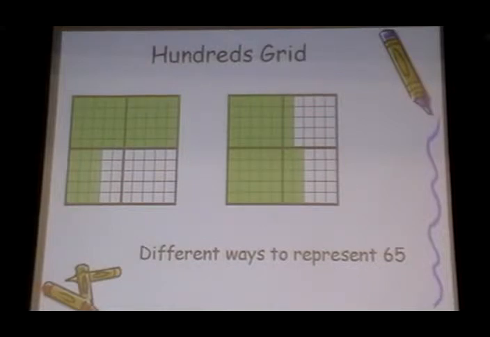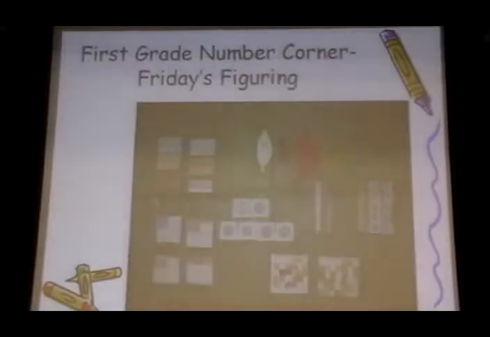count one by one. So they can do skip counting by 10s, they can do skip counting by 5s. They can see half really easily, a quarter really easily. You can do fractions, you can do decimals. So these hundreds charts, or hundreds grids, are very useful.